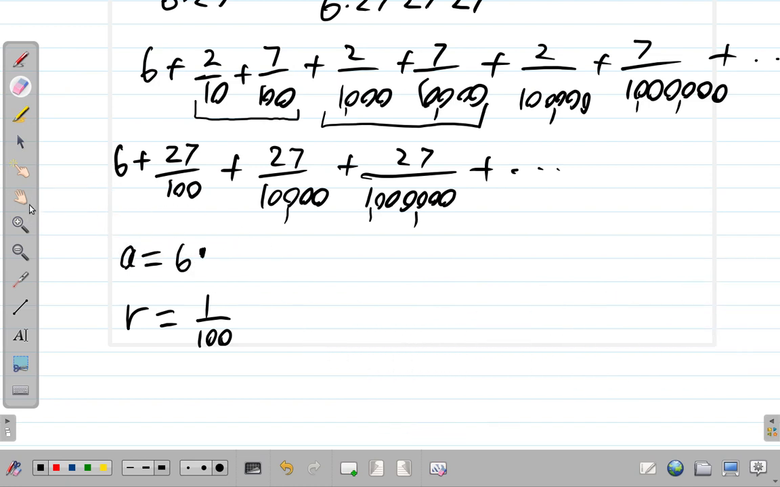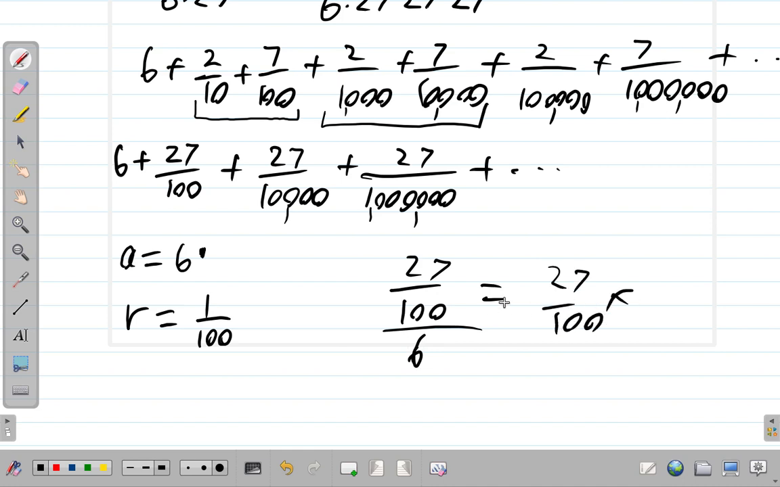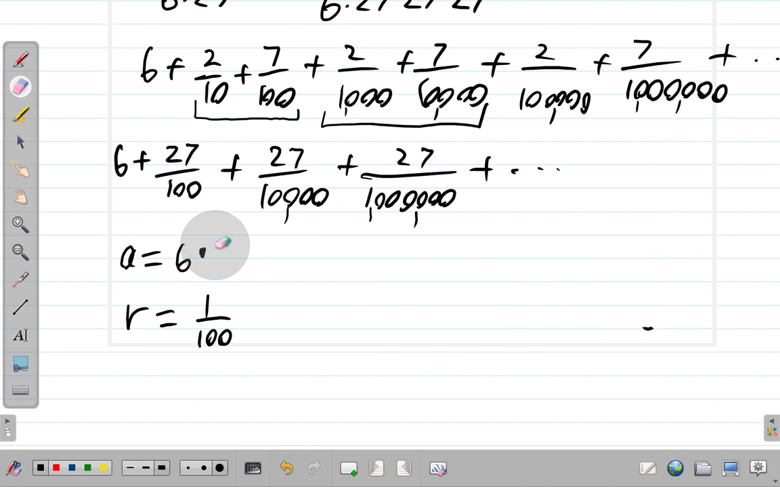Now suppose we check further. And let us now divide this by this. 27 over 100 divided by 6. What does that give us? Will that give us 1 over 100? Let's see. This is 27 over 100 multiplied by 1 over 6. No, it doesn't work out. So what we have to do is change this and say the first term is really 27 over 100. As for the 6, we will put it aside. And later on we can put it back. Alright?